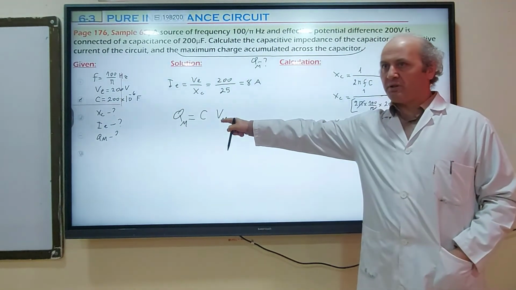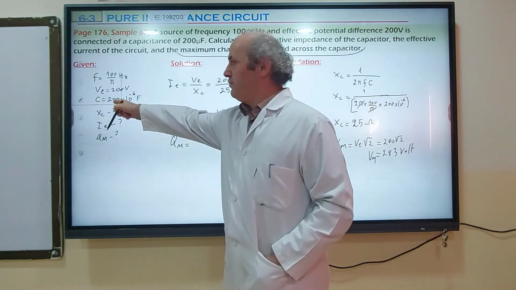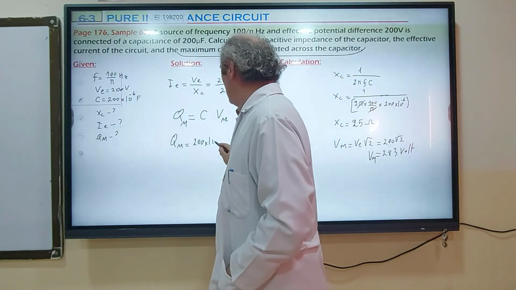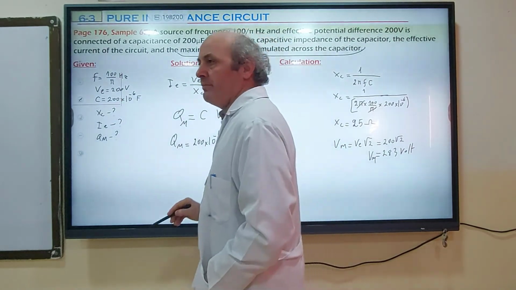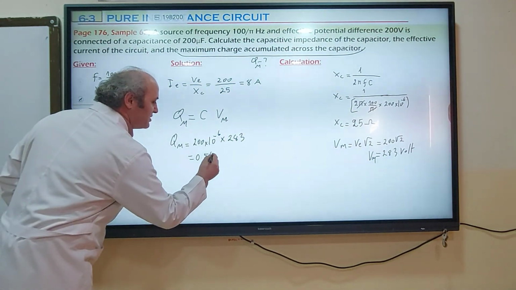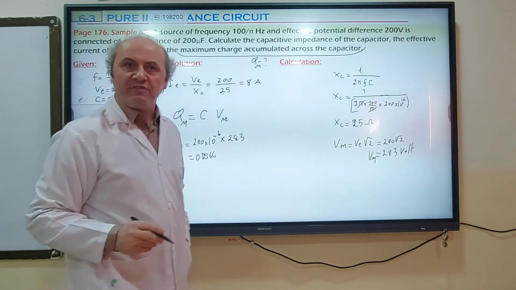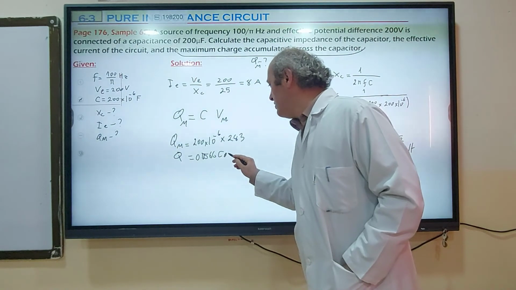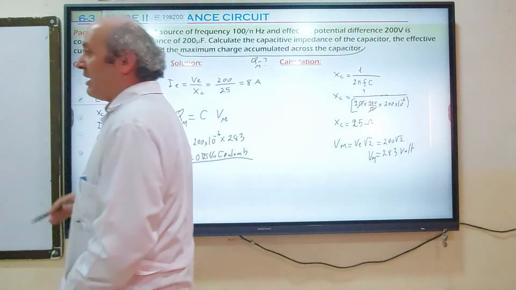Then insert this maximum potential difference in here. So the maximum charge stored in the capacitor is C, which is 200 times 10 to the power negative 6, multiplied by the maximum potential difference 283. Multiplying that gives 0.0566. What is the unit of electric charge? Coulomb. It is represented by C. You write it like this. Okay, this is one of the exam questions: calculating the maximum charge stored in the capacitor.